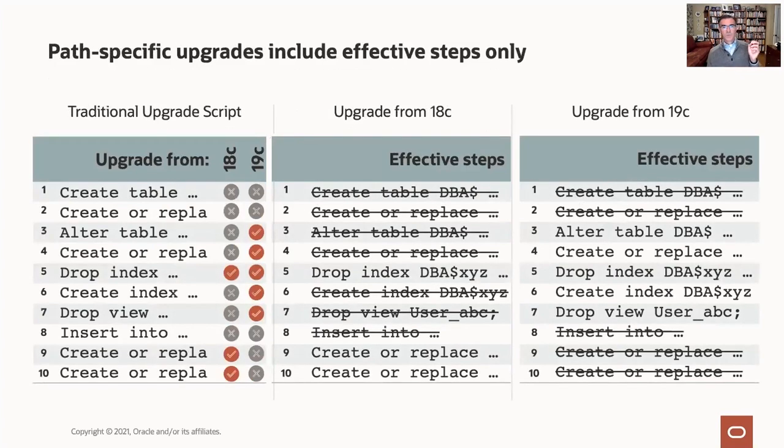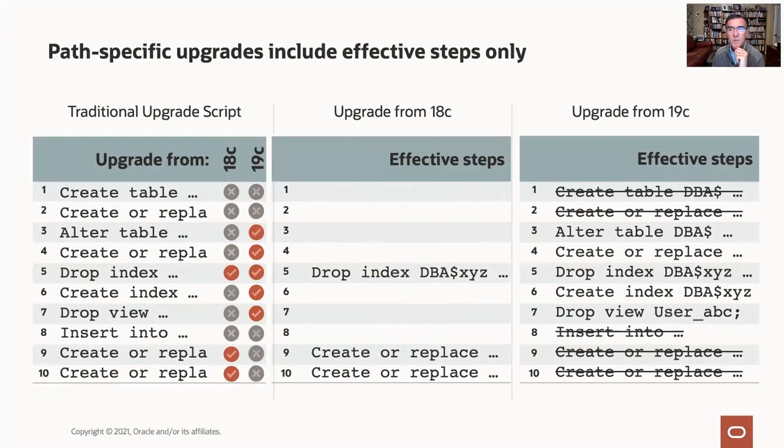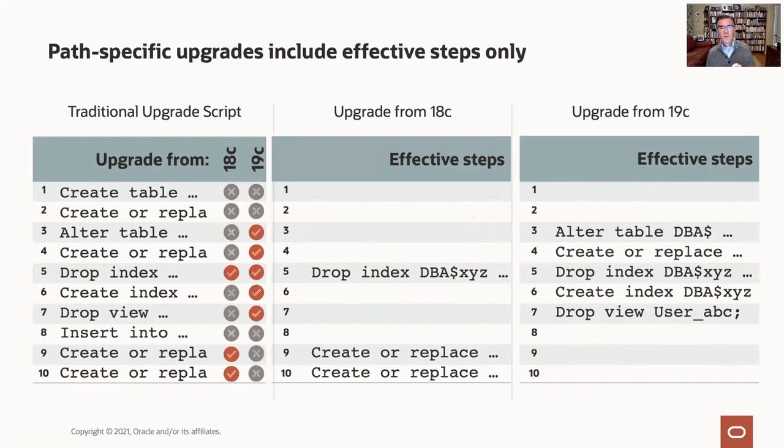For example, referring back to the table illustrating a sample of 10 upgrade scripts and the various upgrade paths to which each applies, we see that only 3 of those steps are captured for the upgrade from 18C, and 5 apply to upgrades from 19C. Pretty cool. Incidentally, we've been using this mechanism for several years in Autonomous Database for upgrades since 18C.